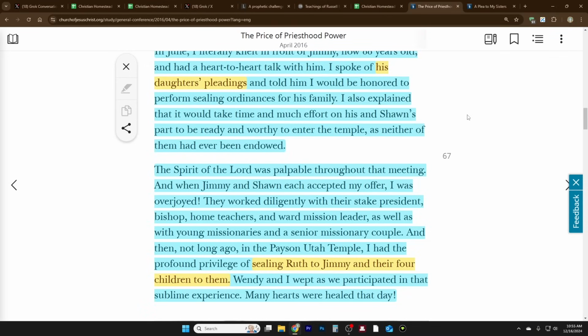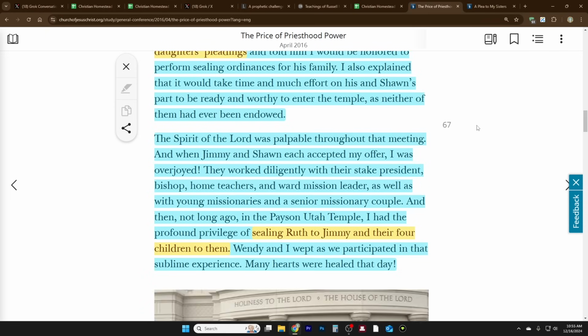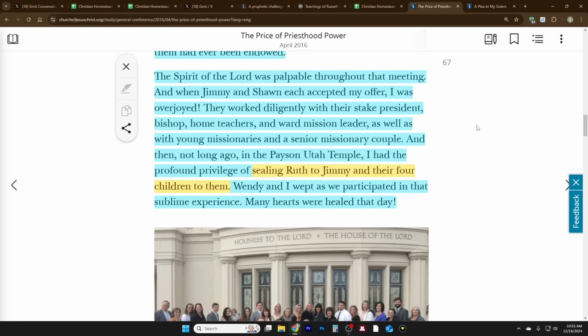And told him I would be honored to perform sealing ordinances for his family. I also explained that it would take time and much effort on his and Sean's part to be ready and worthy to enter the temple, as neither of them had ever been endowed. The Spirit of the Lord was palpable throughout that meeting. And when Jimmy and Sean each accepted my offer, I was overjoyed.